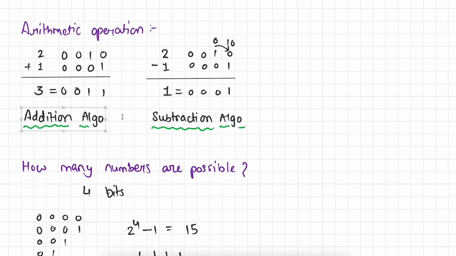By following the addition algorithm, we can simply add 2 plus 1, and it happens over the binary of the number. So bit by bit we use this algorithm. Let's say 0 plus 1 is 1, 1 plus 0 is 1, 0 plus 0 is 0, and 0 plus 0 is 0. So we get 3, and this is our expected output.